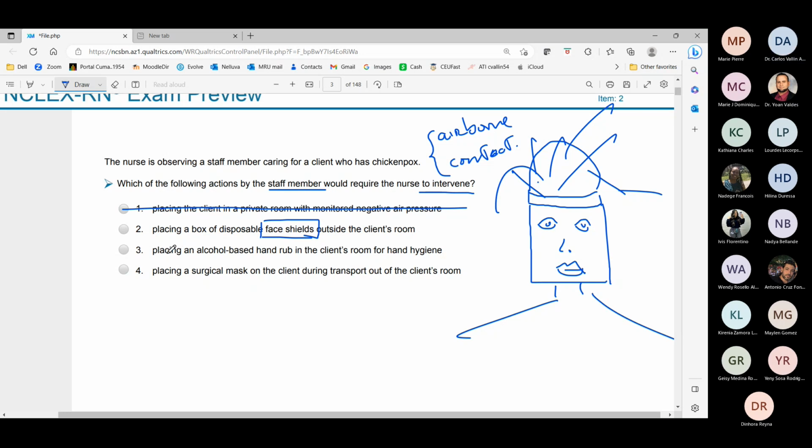Placing an alcohol-based hand rub in the client's room for hand hygiene. Tell me something: for a person with chickenpox on airborne and contact precautions, can the nurse or any other person replace soap and water hand washing with alcohol-based hand rub? Yes or no? What is your opinion? No. No. Yes. No. Your opinion is no, but somebody said yes.